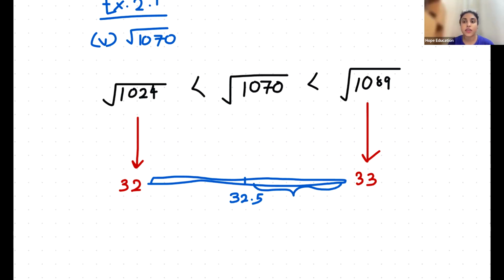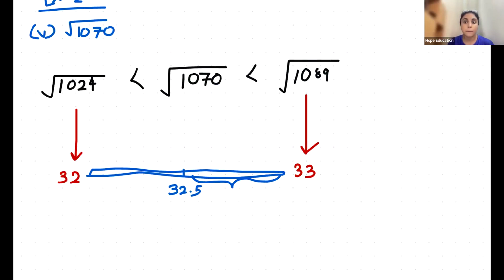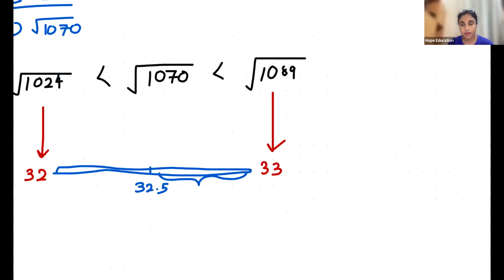So we will try different ways to get this. Let's guess and see: 32.7 multiplied by 32.7. Okay, we'll check. We'll see if we can get somewhere close here.